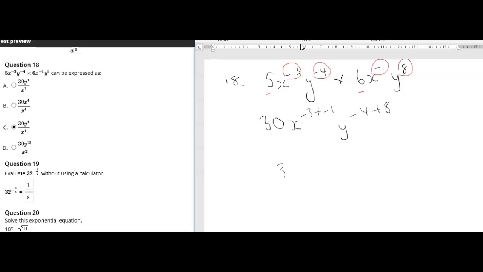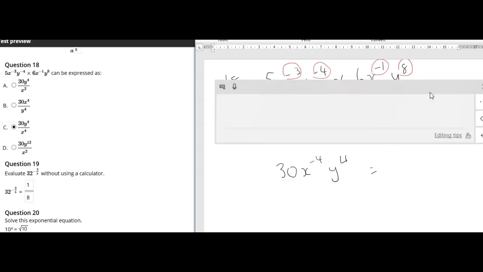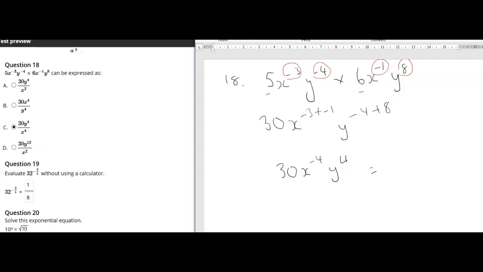All right, so let's just tidy up a bit. 30x, negative 3 plus negative 1 is negative 4. y, negative 4 plus 8 is 4. So that's going to simplify as, now, before I race ahead, and don't like how that comes up. Okay. Oops. There we go. All right, so we're going to have our fraction.